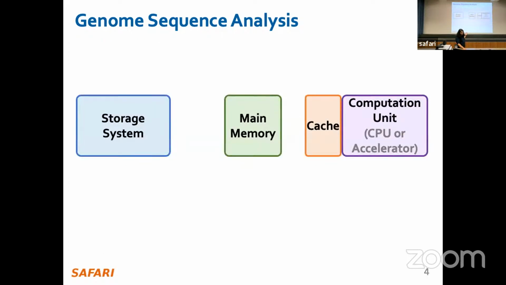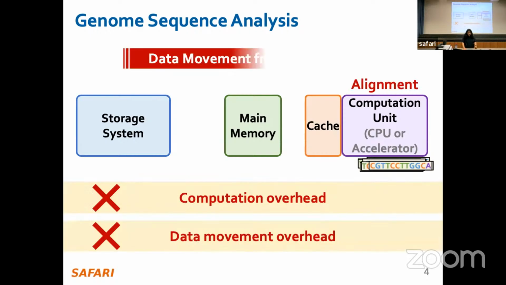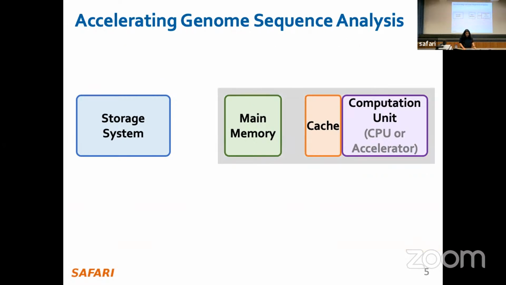So read mapping performs alignment, that computationally expensive step, on large genomic data sets containing millions of reads. You would usually collect many reads from the sample, and then you need to perform that operation on them. Therefore, read mapping is both computationally expensive and also incurs high data movement overhead from storage up to the computation units.